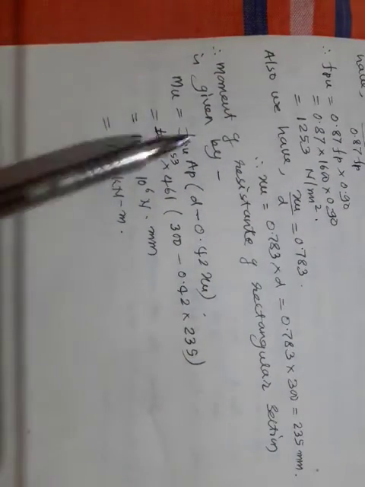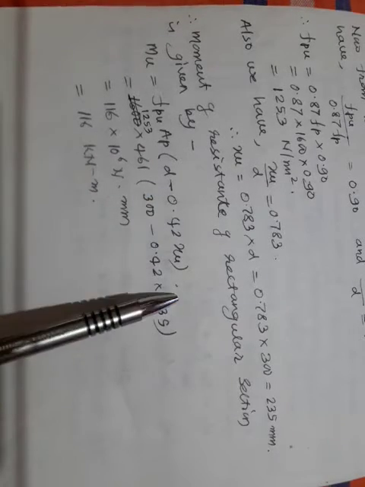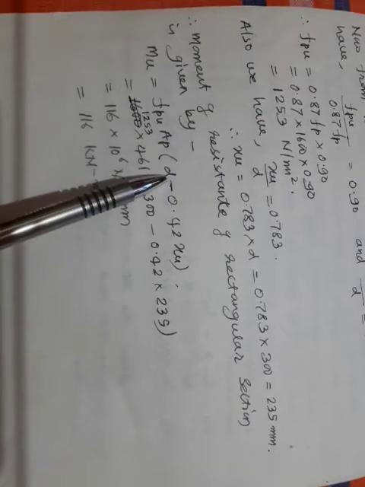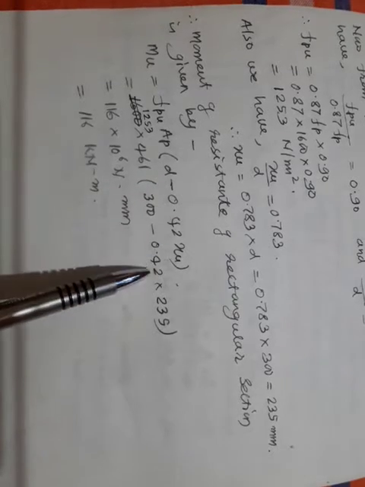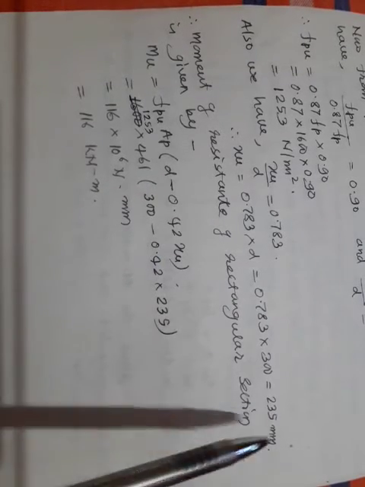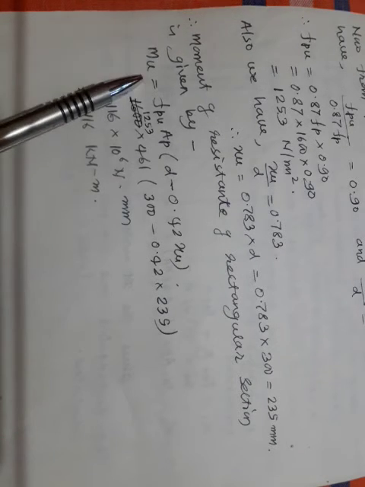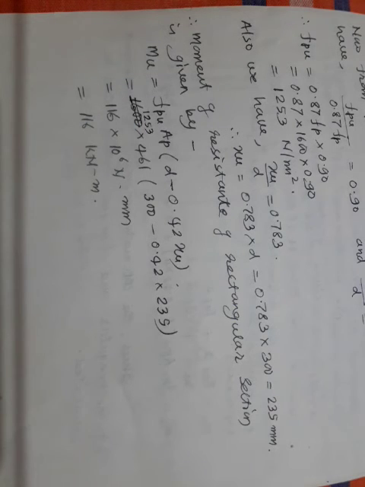Now you have the equation MU is equal to FPU into AP into (D minus 0.42 XU). Fill these values now. FPU is 1253. AP you know, 461. Effective depth you know, as it is. XU value just now we have obtained, 235. So you will get the answer as 116 kilonewton meter. This is the ultimate moment of resistance of that beam. Okay. Thank you.